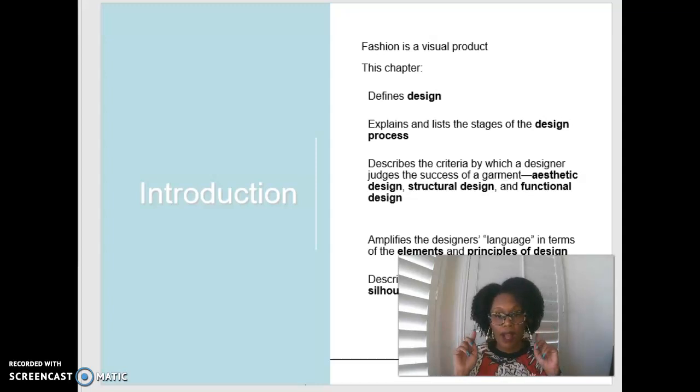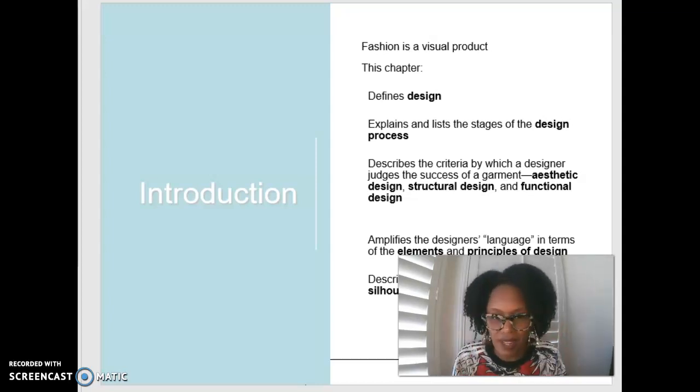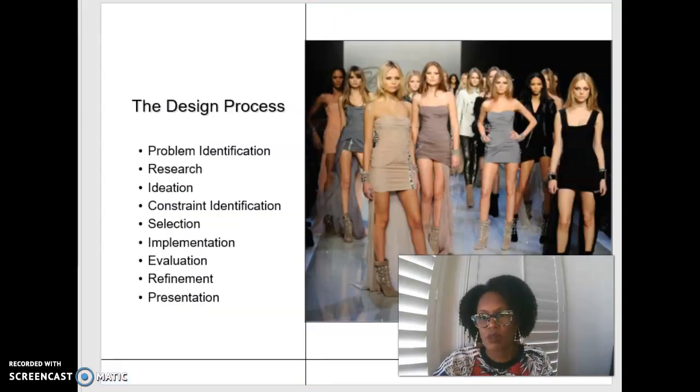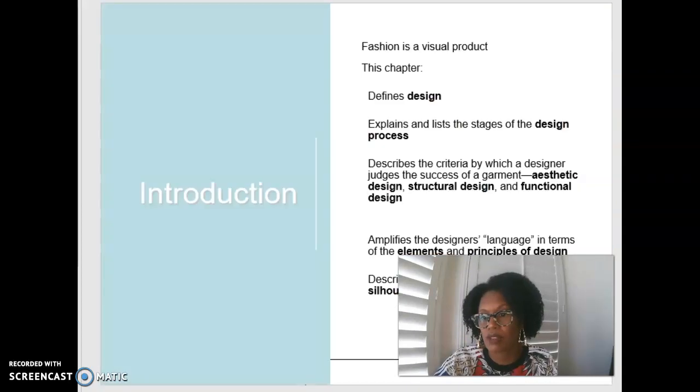Okay, so I said between 10 and 15 minutes. I'm going to end this section of the lecture right here, and then you're going to pick up in just a second. In the next section of the lecture, we are going to be talking about the design process. Okay, so you're done with this part, and next we're going to move into the design process.